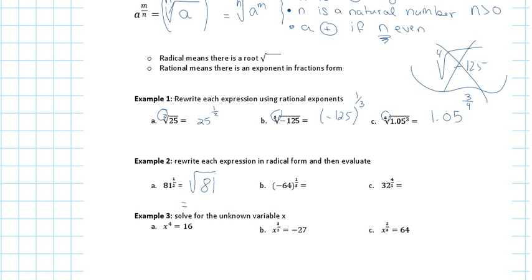Okay, how would I write the second one? Cube root of negative 64. Yeah, the cube root of negative 64. And then what would that equal to? Negative 4.